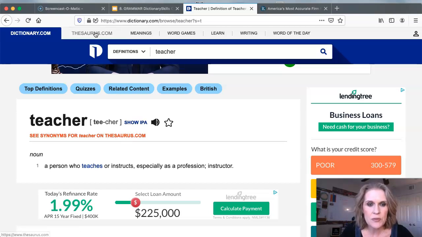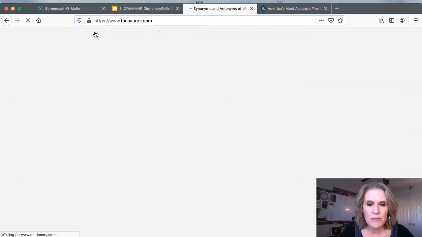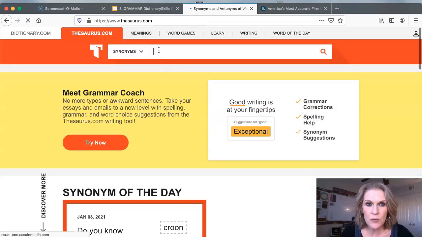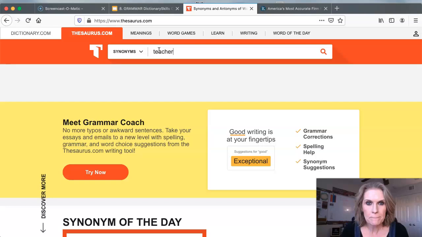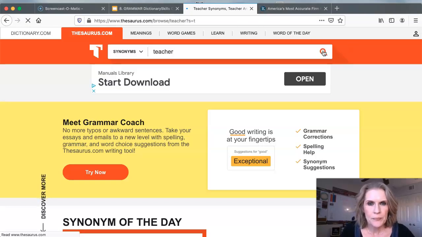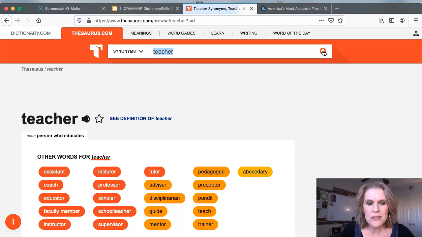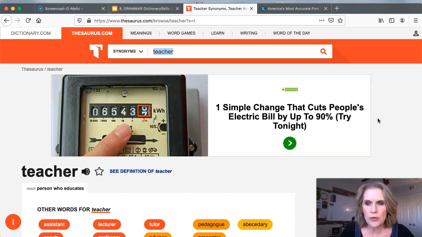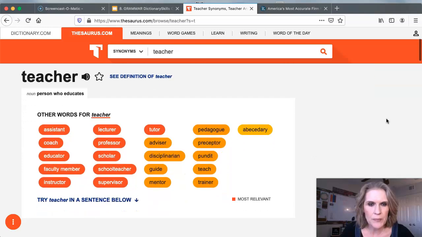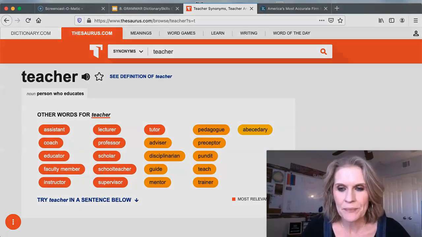Okay, you can also go to thesaurus.com if you want to find other synonyms for the word teacher. Okay, type in your word. And there you go: assistant, coach, educator, lecturer, scholar, professor, you get the idea. I'm going to go ahead and stop right there.